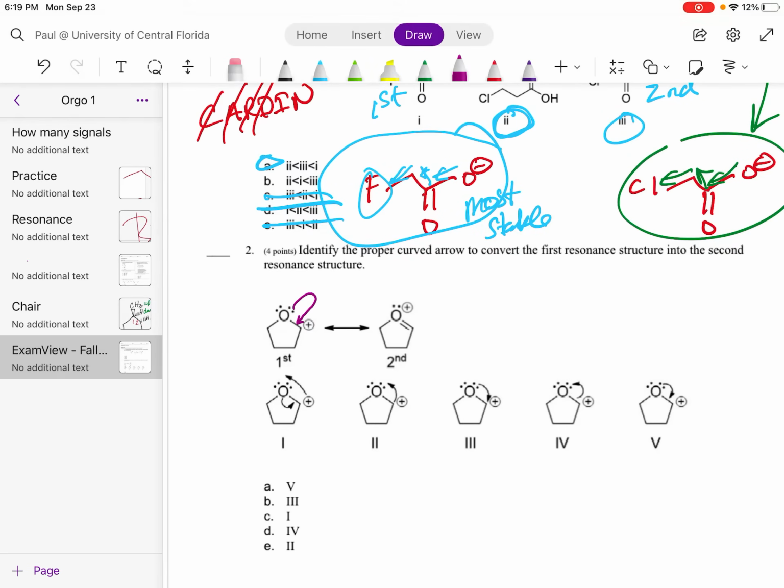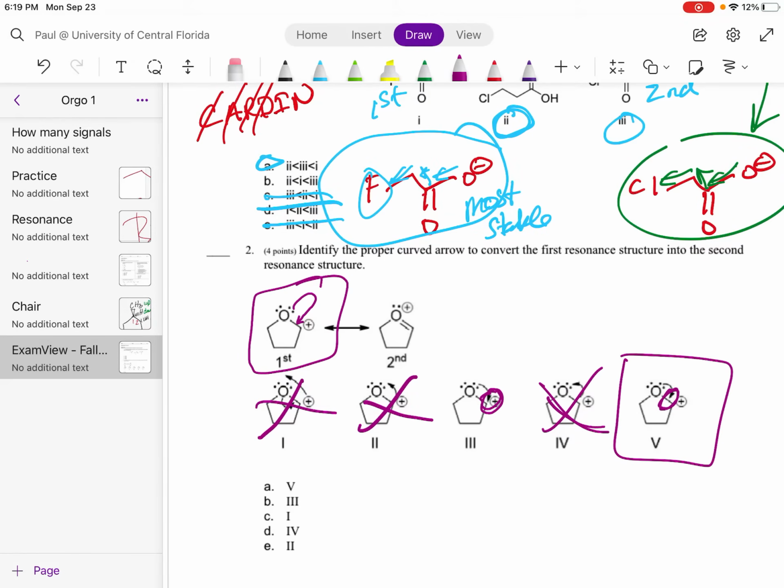And so that one's out. Now between 3 and 5, paying attention to that arrow there, do you see how it's showing that the lone pair is going to the carbon versus in between the oxygen and the carbon? So my answer right here, what I drew, matches that. So that would have to be A.